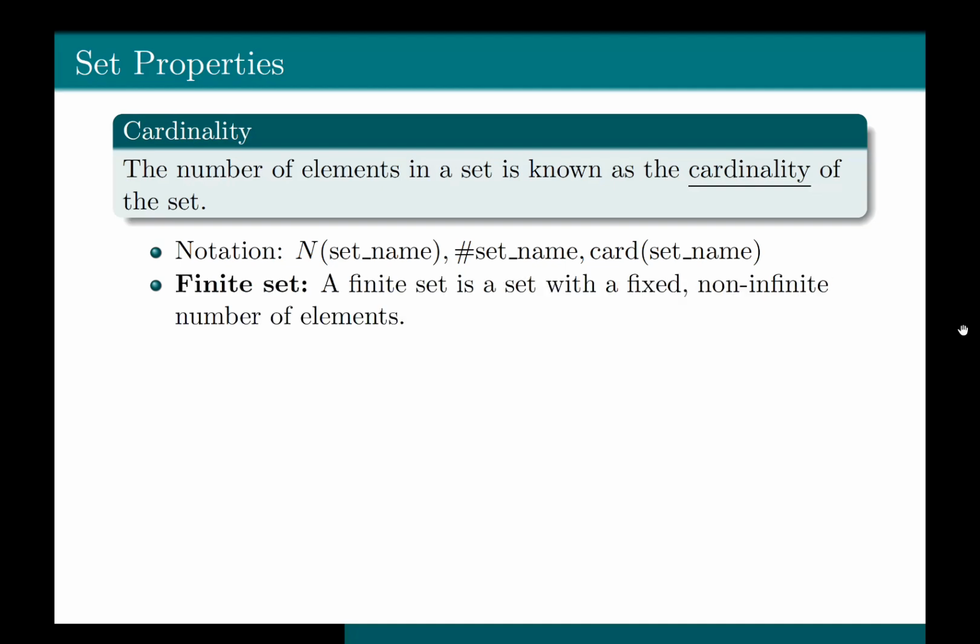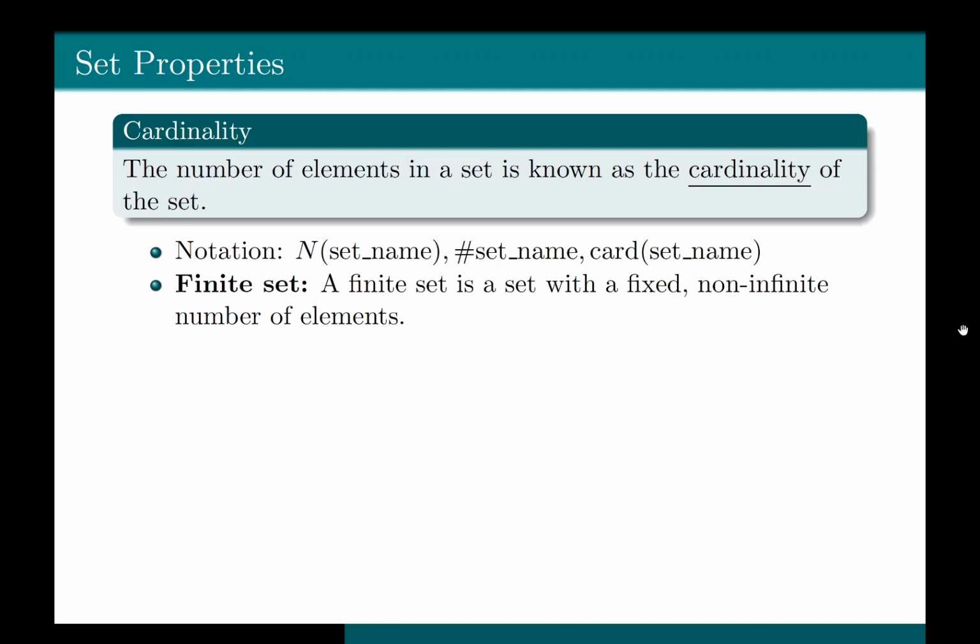Sets are classified based on the number of their elements into 2 categories, finite and infinite. Infinite sets are further subdivided into 2 types. Let's look at the definition of finite set first. A finite set is a set with a fixed non-infinite number of elements.